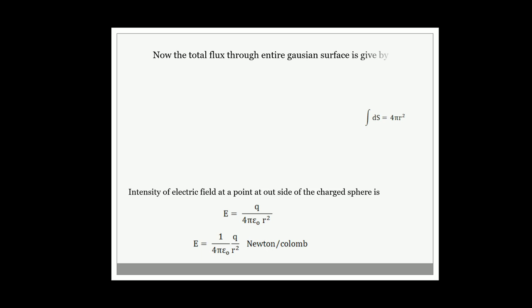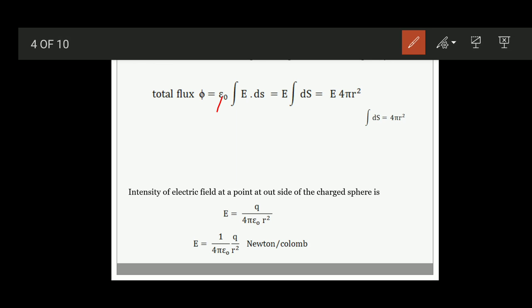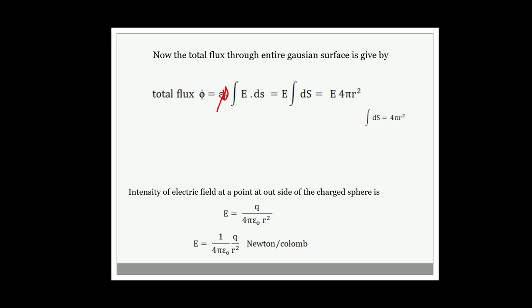Now the total flux, how can we calculate? By integrating the above equation, we can get the total flux, total number of lines of force. So after integration, the total flux phi is equal to integration E dot ds, that is equal to E into integration ds, that is equal to E into 4 pi r square. Here, what is 4 pi r square? That is integration ds is equal to 4 pi r square. This is equal to surface area of the Gaussian surface whose radius is small r.